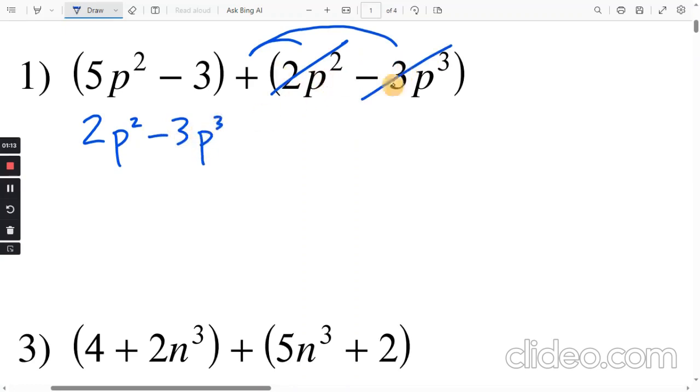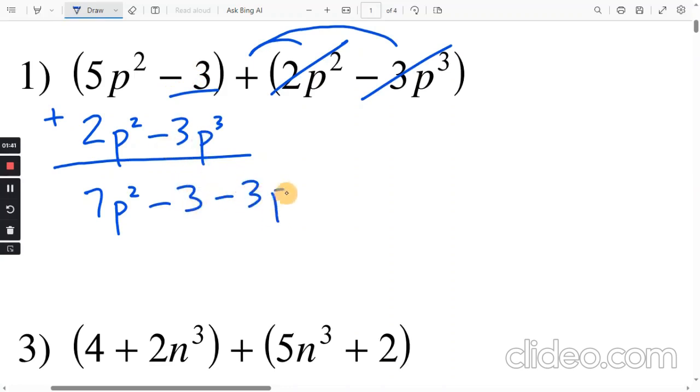Notice I crossed off as I wrote it underneath. This way you don't miss any terms. And now we can just add. 5 plus 2 is 7, and we keep the p squared. And these two terms are not like terms. This is p to the third, and this one does not have a p. So we can't combine them. So we have a negative 3, and we have a negative 3p to the third. Again, you can cross them off as you write them, just to make sure.